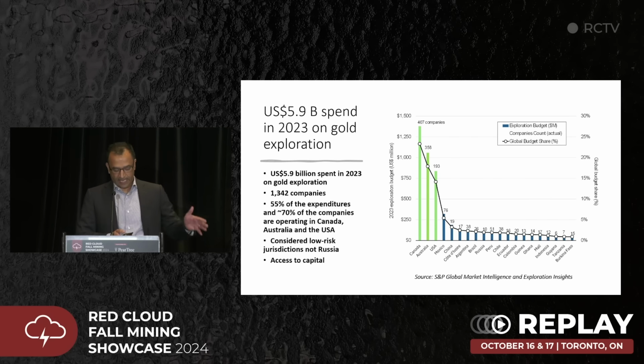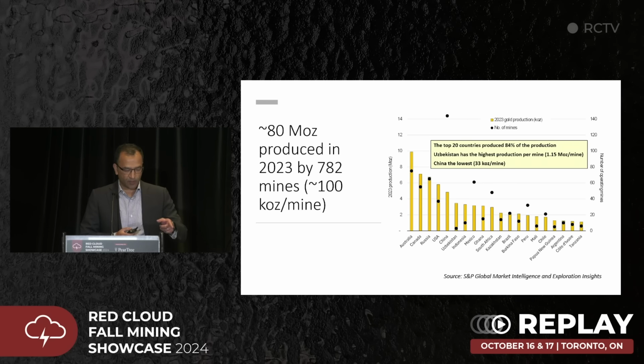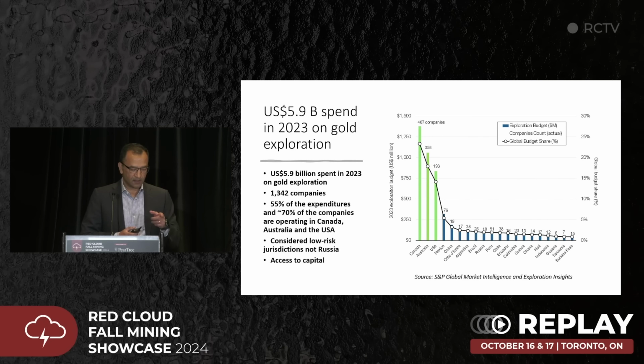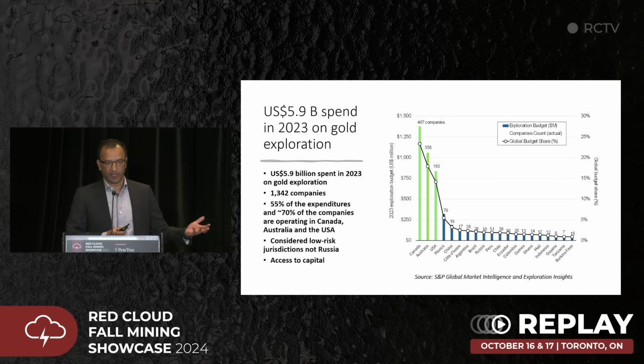So when you looked at the last slide, you could see Russia's a top 3 producer. You look at the next slide, they're like a top 10 exploration target. Why? Because these companies can't get money to go explore in Russia, and that's probably rightfully so. A lot of access to capital drives this.